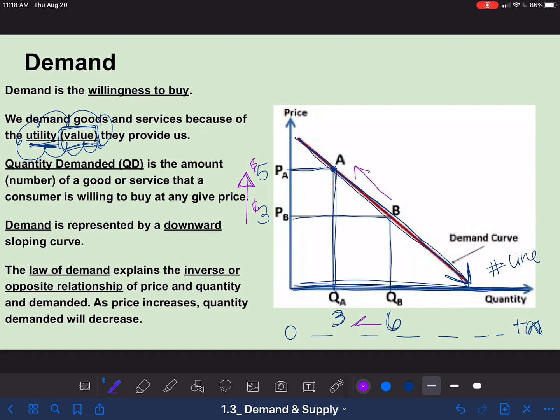Well, our quantity is going to decrease. We're going from 6 to 3. So as the price increases, as we go from 3 to 5, our quantity is going to go from 6 to 3. So we have an inverse relationship. When we increase the price, we're going to decrease the quantity demanded. The opposite's also true. We decrease price, we're going to increase the quantity demanded.